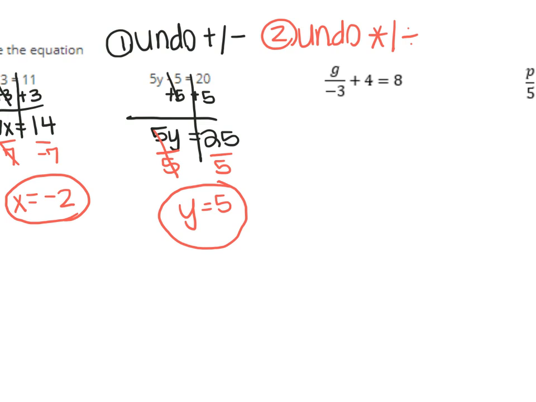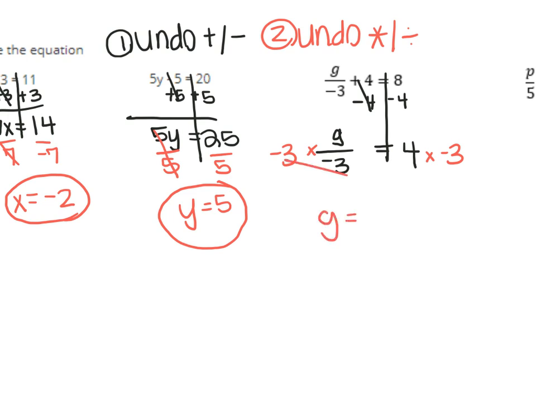I'm going to undo any adding or subtracting first, so I'm going to subtract 4 from both sides. All that's left will be g over negative 3 is equal to 4. In this case, I see division, so I will have to multiply by negative 3 on both sides to find my answer. G is equal to 4 times negative 3, which is negative 12.